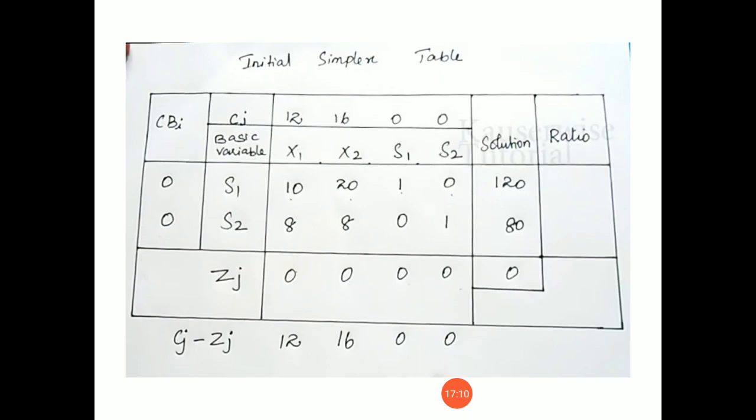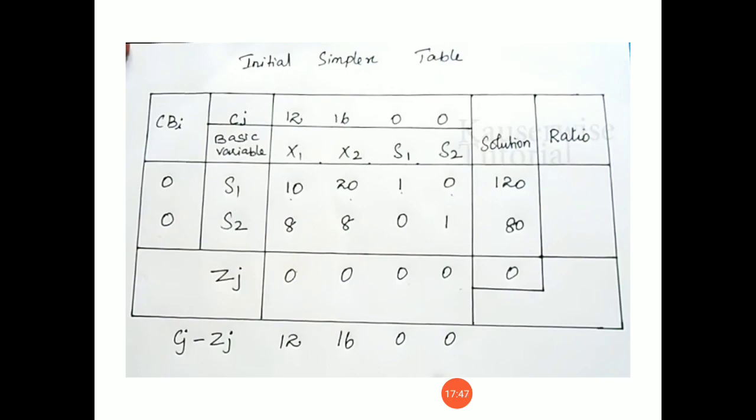For the second element of the Cj minus Zj row, the second element of Cj is 16 and the second element of the Zj row is 0. So 16 minus 0 is 16. In a similar way, all other elements can be found. So the third element is 0 minus 0, which is 0, and the fourth element is Cj minus Zj, 0 minus 0, is 0. So in this step we have found Cj minus Zj.